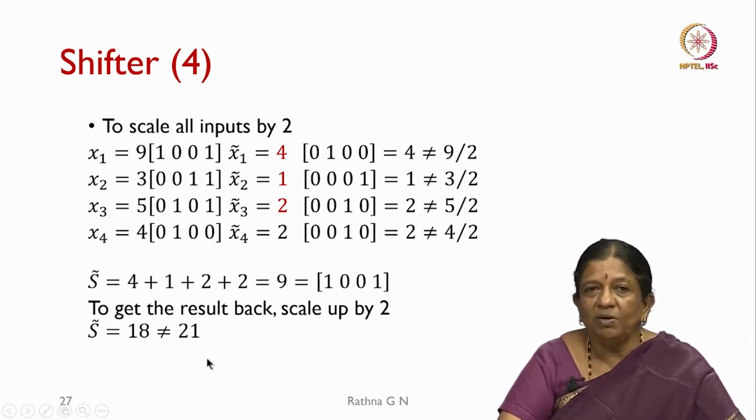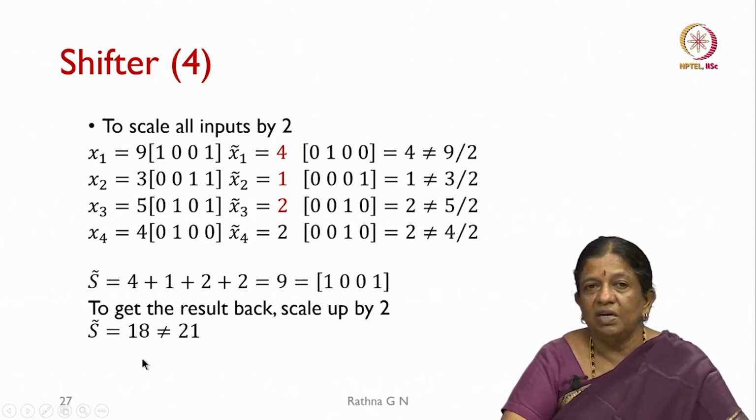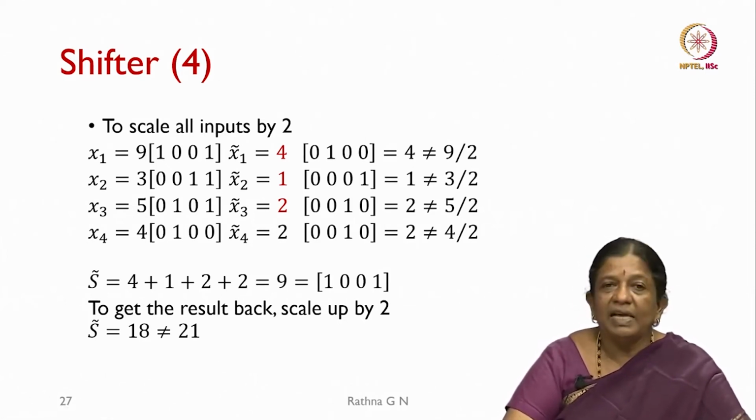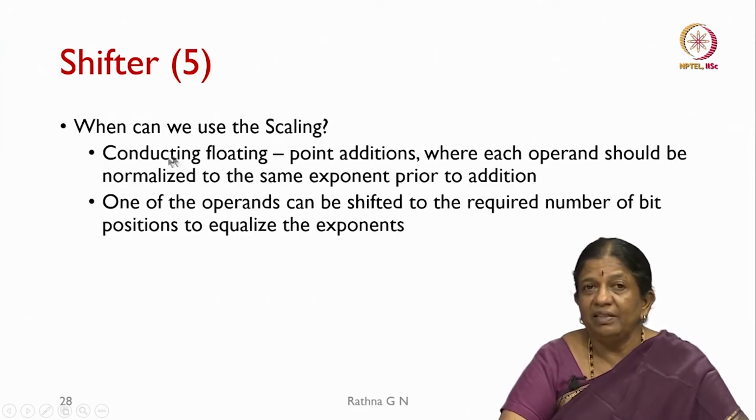If it is not tolerable, then we may have to go for the floating point number representation. Otherwise, if it is within our error tolerance, usually measured as a signal to noise ratio, we can accept this and go ahead with this processor architecture. So, when can we use scaling? That is in conducting floating point additions, when we need to align our exponents, where each operand should be normalized to the same exponent.